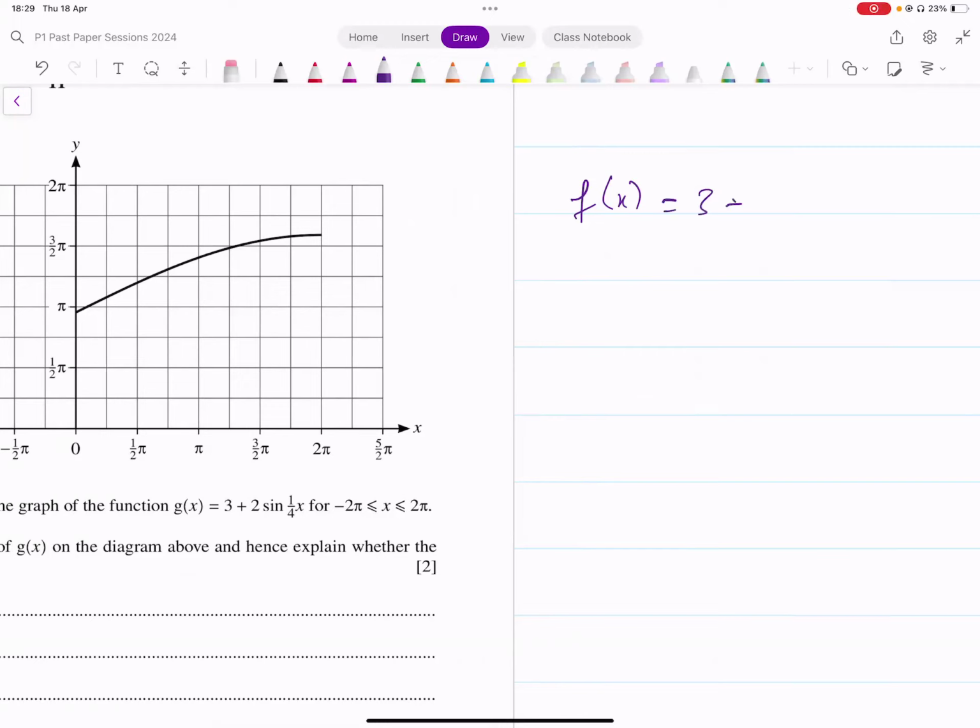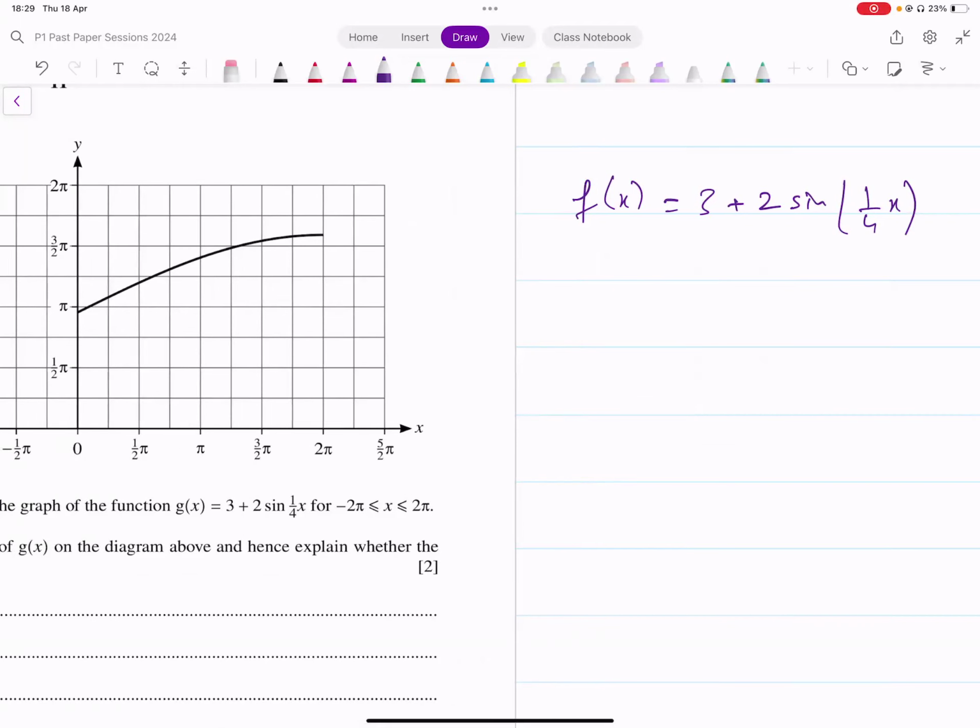F of x equals 3 plus 2 sine of 1 over 4 times x. Put this function in your calculator in the table function. I'm going to do that on my side. Make sure your calculator is in radian mode. If you don't know how to use that, look at the P1 playlist on my channel. On that, look at the recording of P1 trigonometric graphs, and I would have explained there how to use the table function. I'm going to just use that here directly.